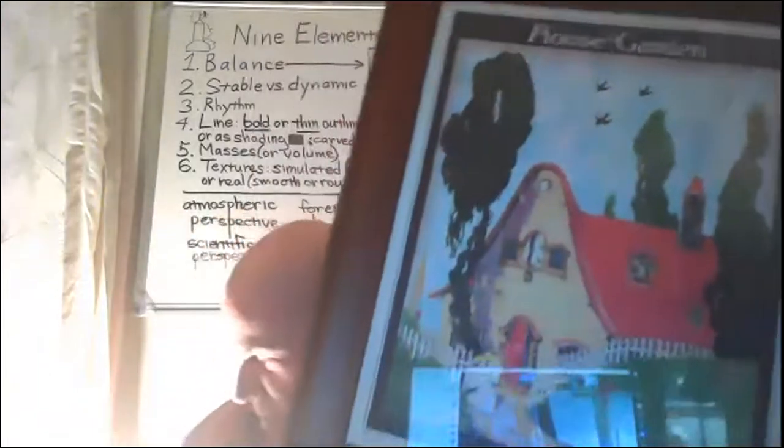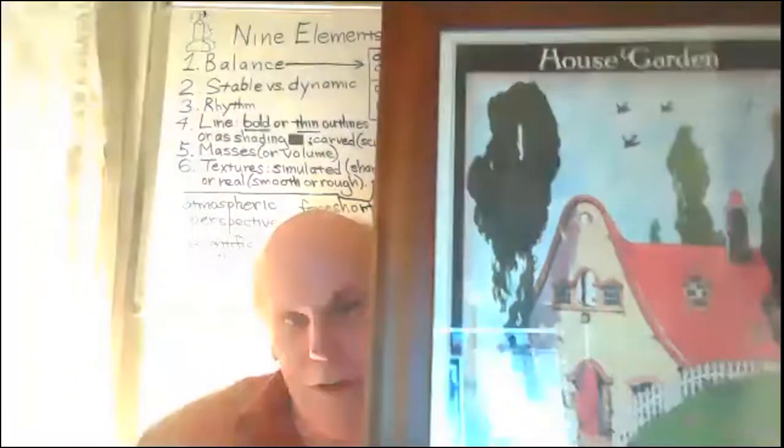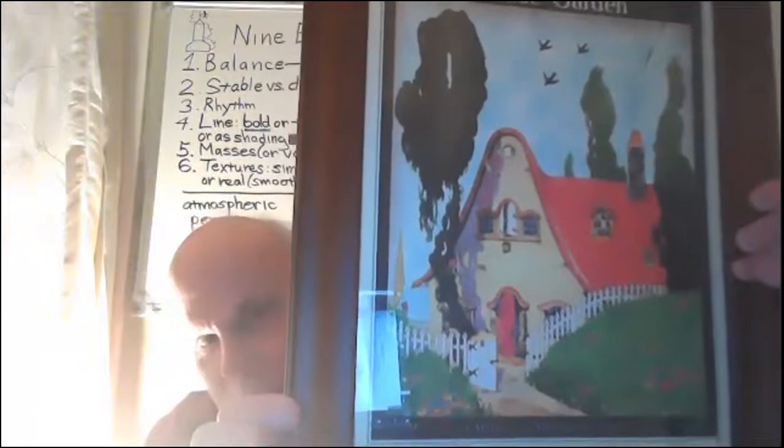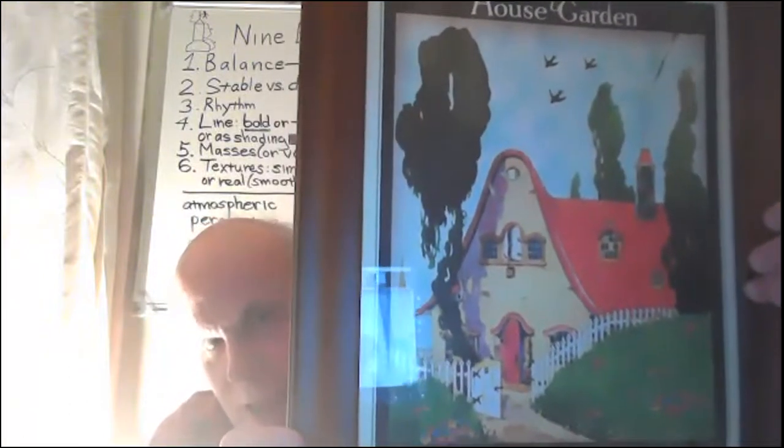Now, of course, the reflection. If I turn this off, you're not going to be able to see, oh, that's a reflection just of this. Okay, there we do. If I put it at that angle, you can see it. It was a magazine called House and Garden. I think it's still around.